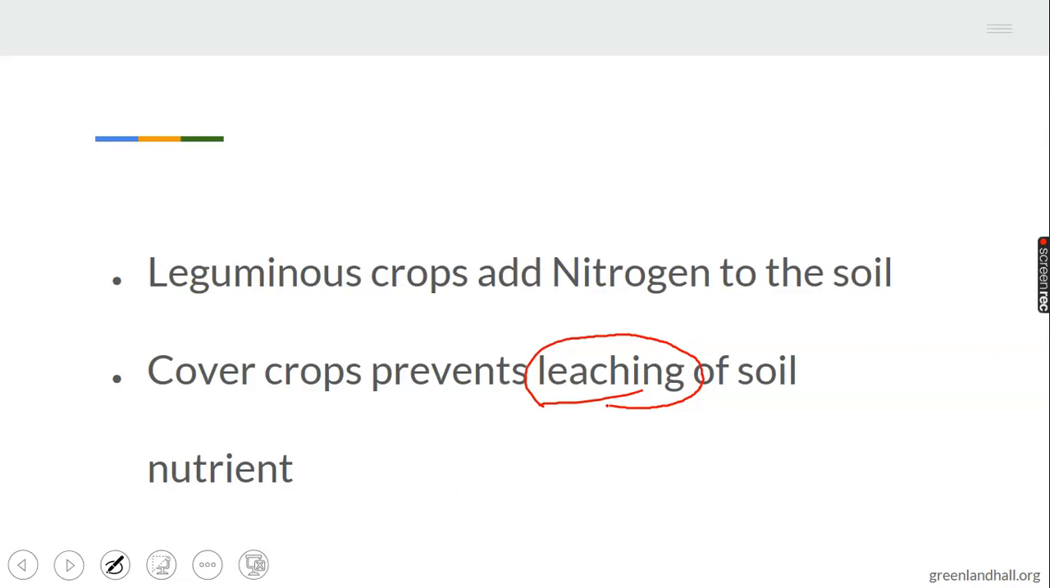Different from erosion. Erosion wears away the top layer of the soil, washes away the soil, while leaching is a washing away of the nutrient. Leaching washes away the nutrient, while erosion washes away the top layer of the soil. Let's take note of that. Very, very important.